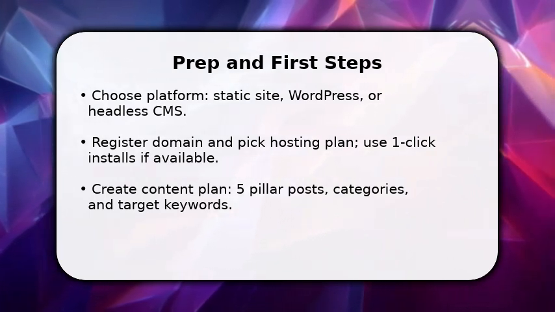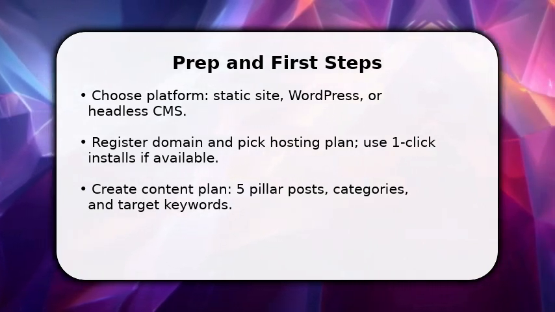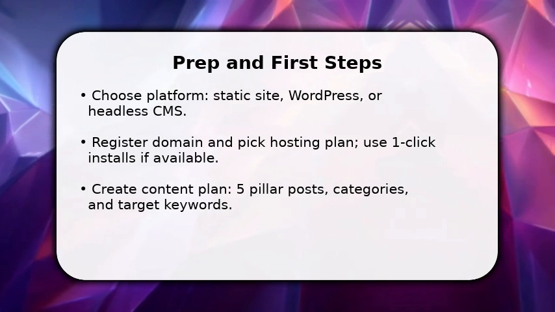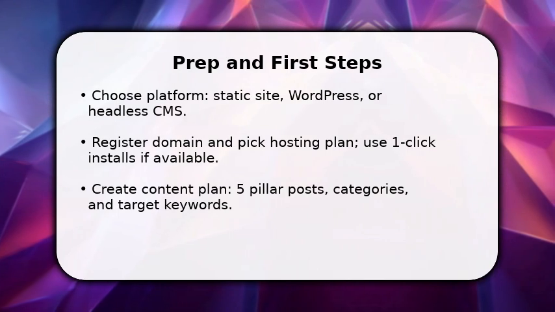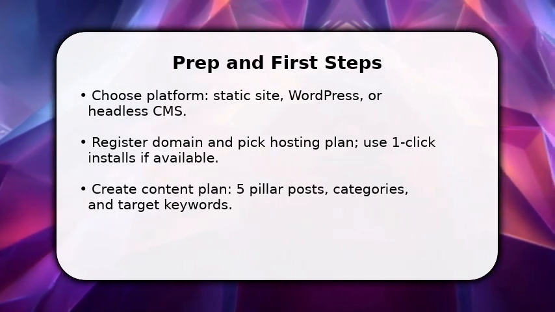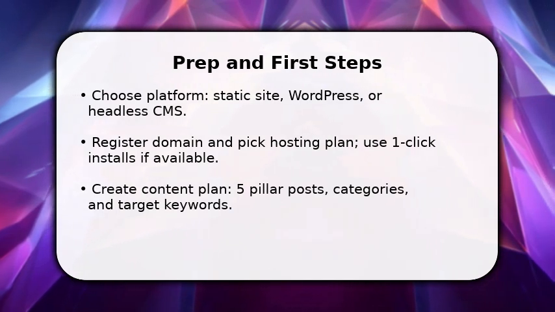Once done, create 5 pillar posts and outline categories that match search intent so content structures your site. Ask ChatGPT to draft post outlines and meta descriptions. This speeds writing and enforces consistency. Make sure to enable backups before you publish anything live.